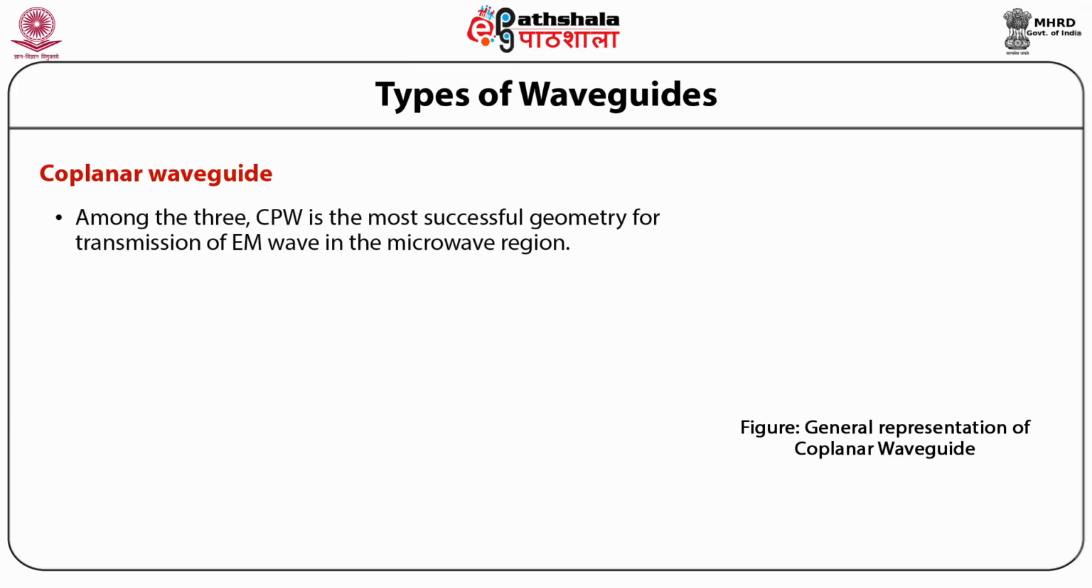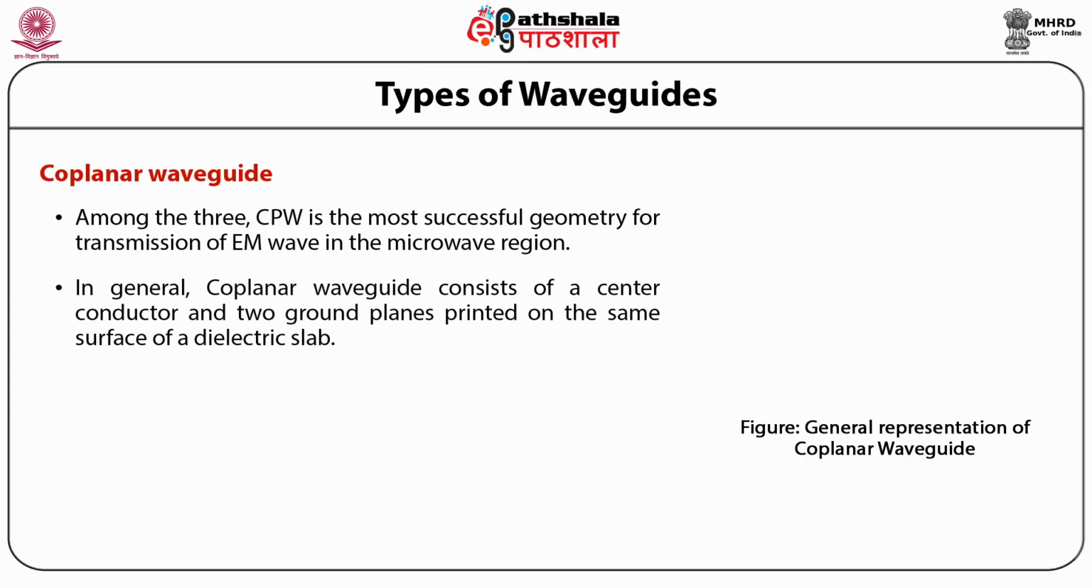Among the three categories, the coplanar waveguide, that is CPW, is the most successful geometry for the transmission of electromagnetic waves in the microwave region. In general, the coplanar waveguide consists of a central conductor and two ground planes printed on the same surface of the dielectric slab, which is shown in the figure.